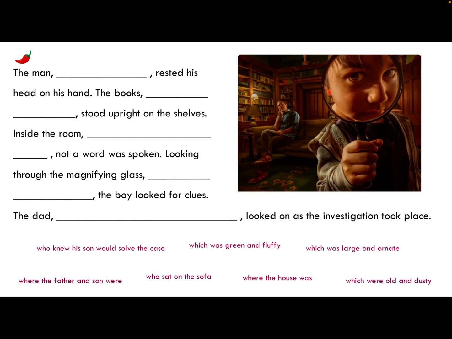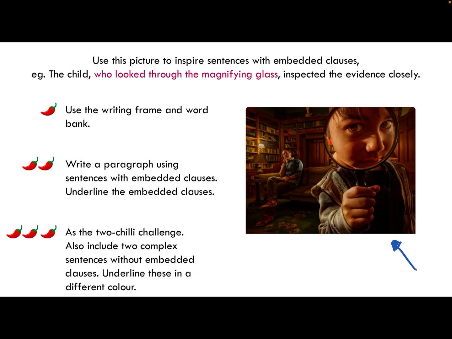So again, we have a writing frame here. Use these embedded clauses, put them in the correct place. For 2 chilies, write a paragraph using sentences with embedded clauses in. And for 3 chilies, do the same thing, but I want you to include 2 complex sentences without embedded clauses and underline them in a different colour.